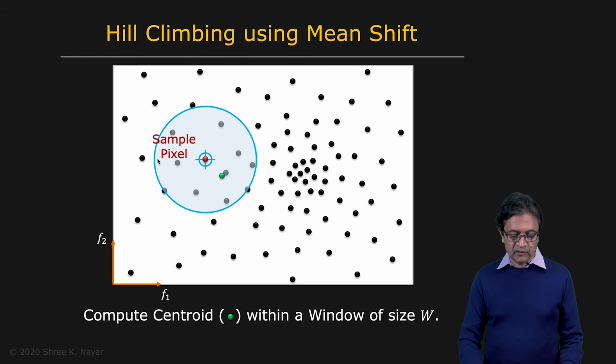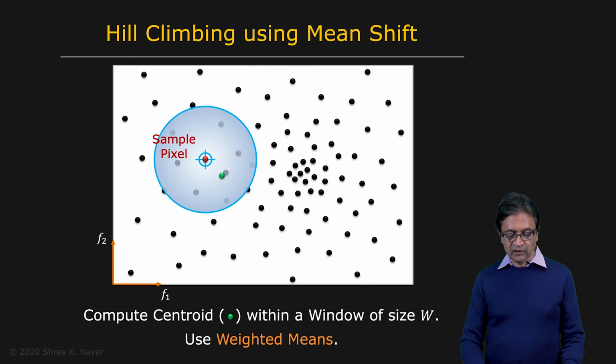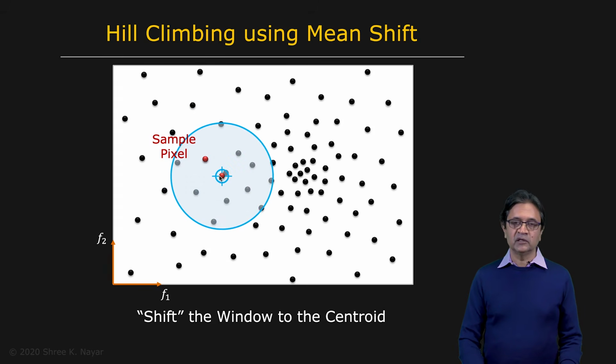And we take all the points in the distribution that lie within this window, and we're going to calculate the centroid or the mean. It could be just a simple mean of all of these points, or it could be a weighted mean. Doesn't really matter. By weighted mean, what we mean is that the closer the points are to the sample pixel, the current location, the higher weight they get. So you're actually reducing the effect of things that are further away from the point. In any case, you end up finding the mean, and that mean, let's assume, is this green point right here. So then you're going to move to that green point.